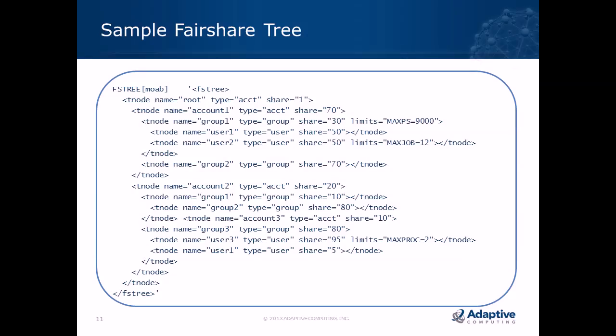Okay, so here we set the name is group1, the type is group, the share, and the limits right there. And you can specify more than one limit. It's just space delimited, so you do MAXPS equals 9,000 space, MAXJOB equals 12, and you can put whatever limits you wanted to right there. And so this is that exact tree, and this is what the corresponding XML looks like.